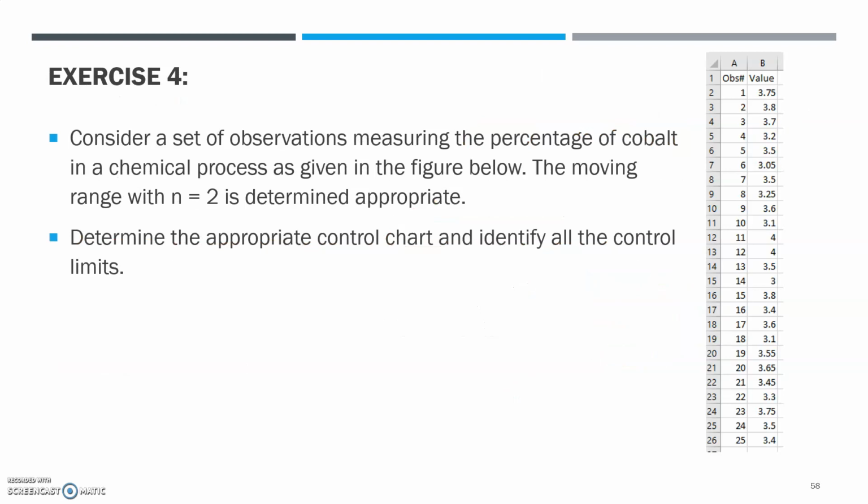Let's move on. In this exercise, we are measuring the percentage of cobalt in a chemical process as given in the figure below, and a moving range of 2 is determined appropriate. So to calculate the average range, we take the first 2 observations and calculate the range, then the next 2 observations and calculate the range, and the next 2 observations, 0.5. Remember that I'm only reporting positive numbers because you take the absolute difference as the range.